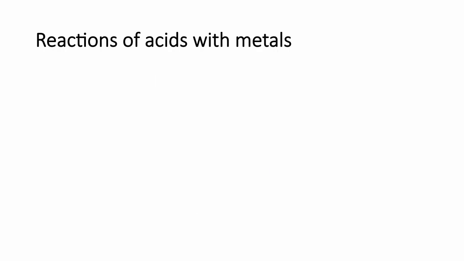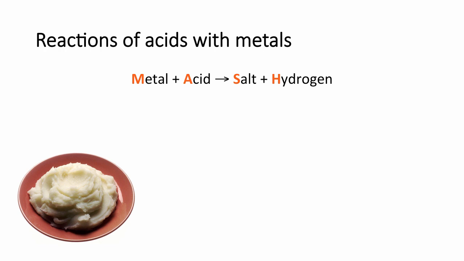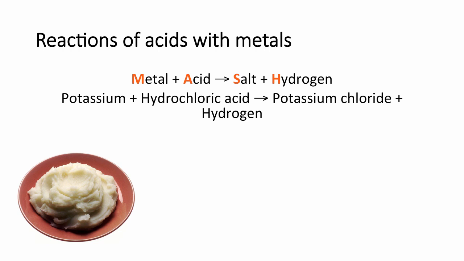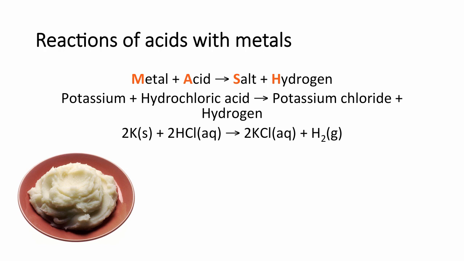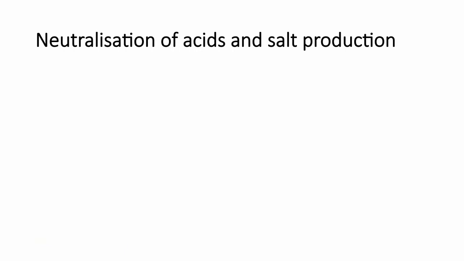Reactions of acids with metals. Metal plus acid forms salt and hydrogen. The mnemonic to remember this is MASH. For example, potassium plus hydrochloric acid will make potassium chloride and hydrogen. 2 moles of potassium and 2 moles of hydrochloric acid will form 2 moles of potassium chloride and 1 mole of hydrogen gas. In this reaction, the metal loses its outermost electron to form a positive ion and therefore has been oxidized, since oxidation is loss of electrons.